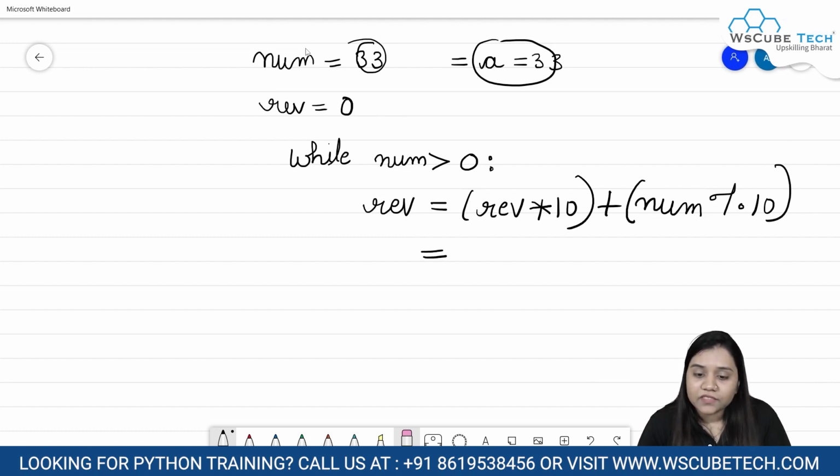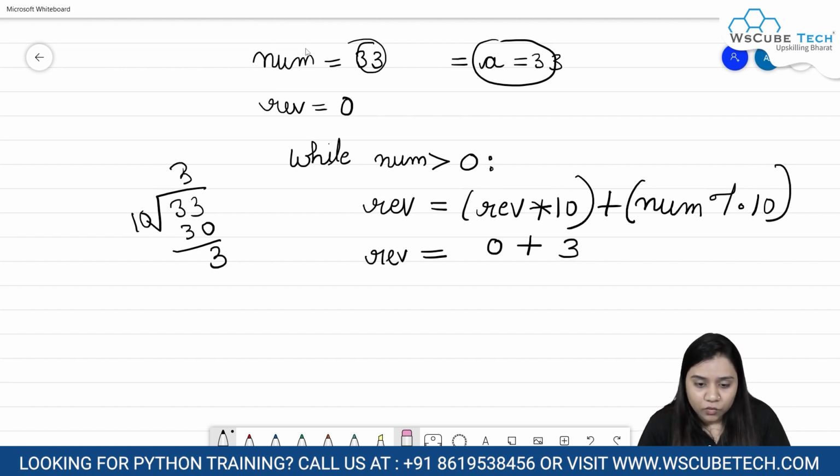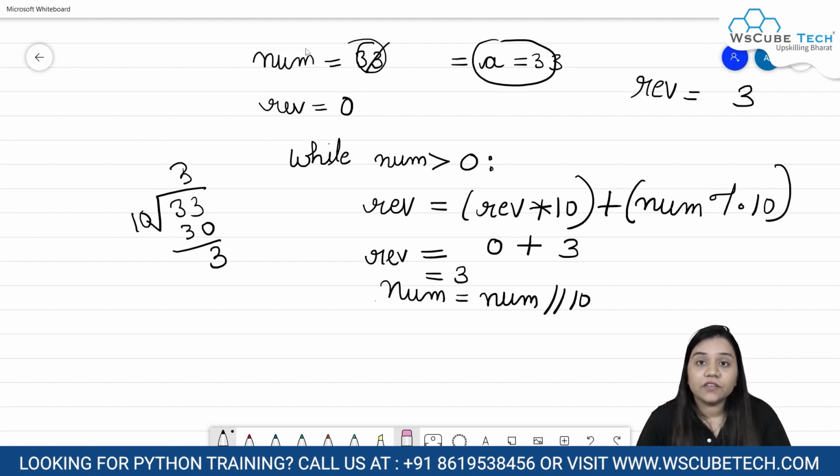So let's say we have reverse right now as 0. 0 when multiplied by 10 gives us 0, plus our number when divided by 10. Number is 33. 33 when divided by 10 gives us the remainder 3. So plus 3, right now reverse is equals to 3. Second thing, as we have obtained one digit inside our reverse variable, 3 as of now, I will be eliminating the last digit 3 from the number. To eliminate that, I will be writing number is equals to number floor division 10. If I floor divide the number by 10, I will be able to eliminate the last digit.